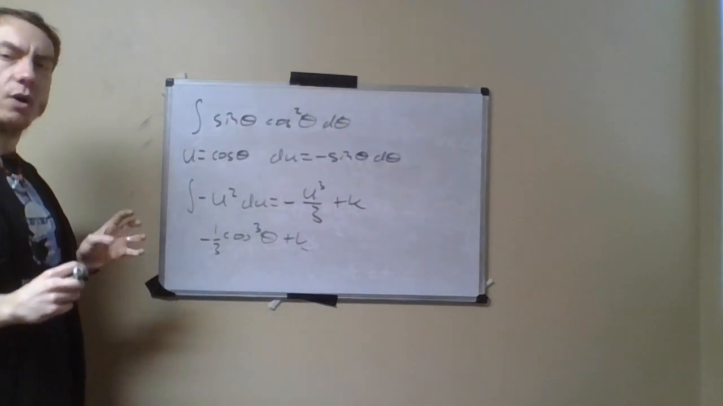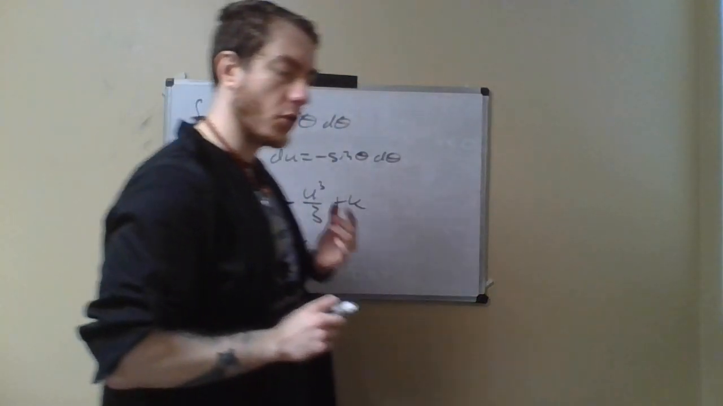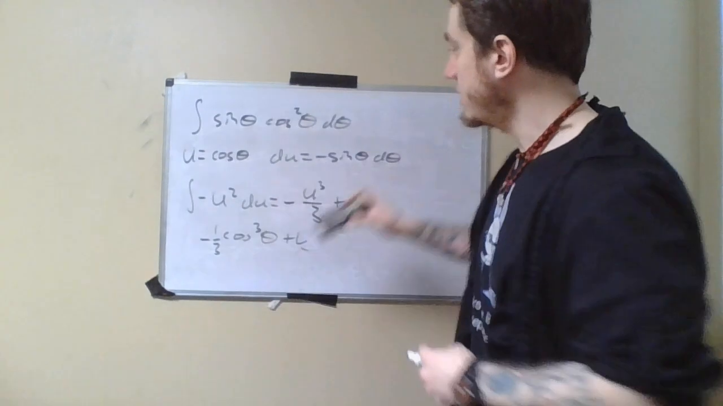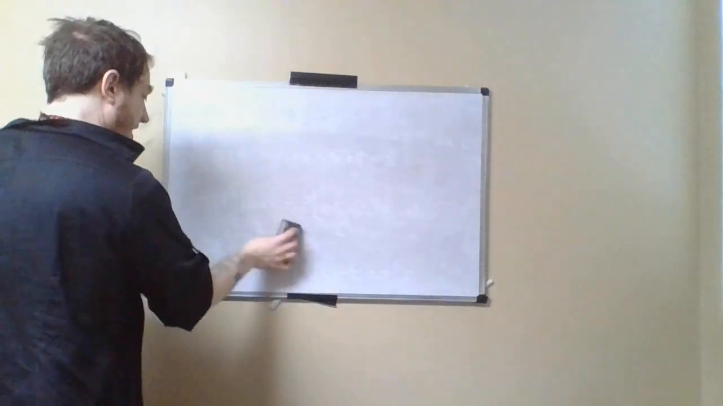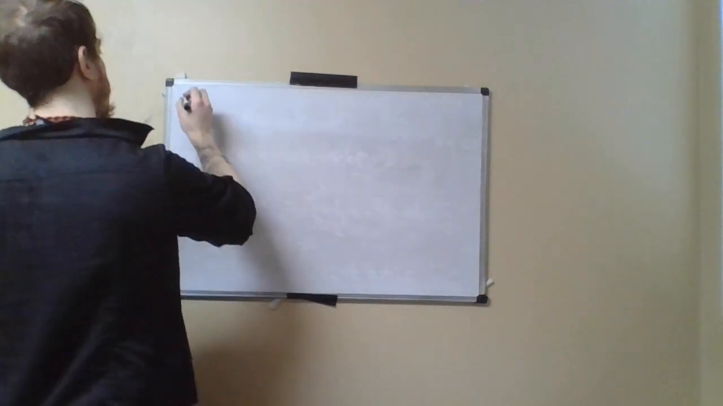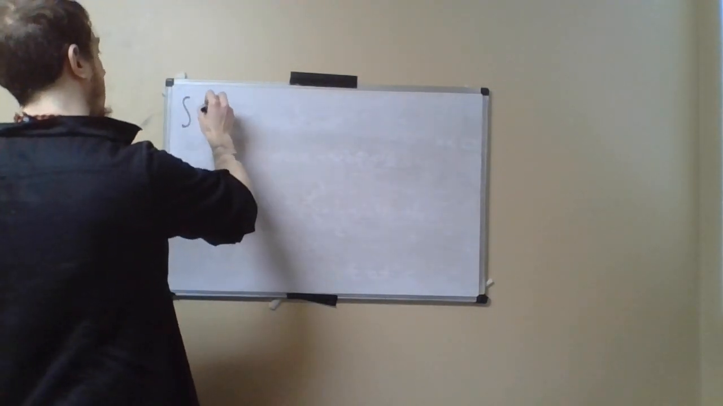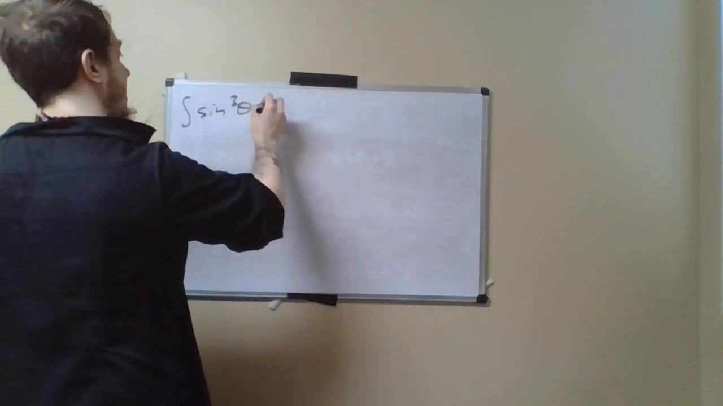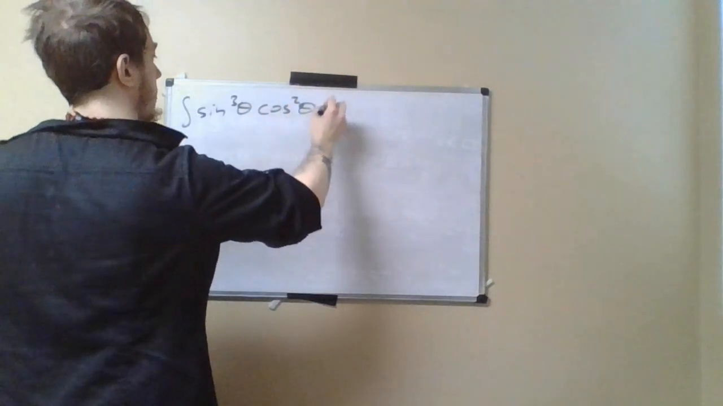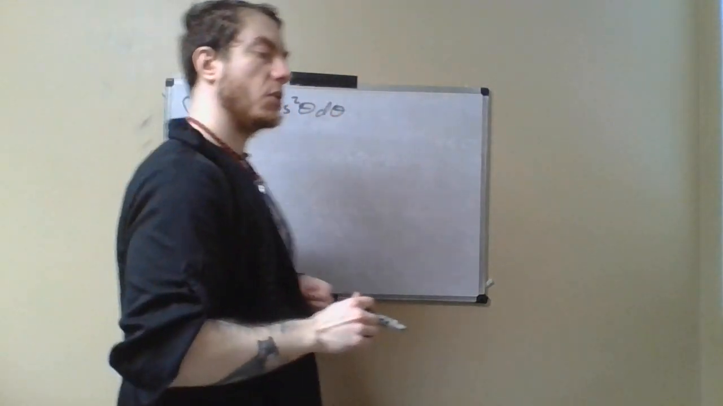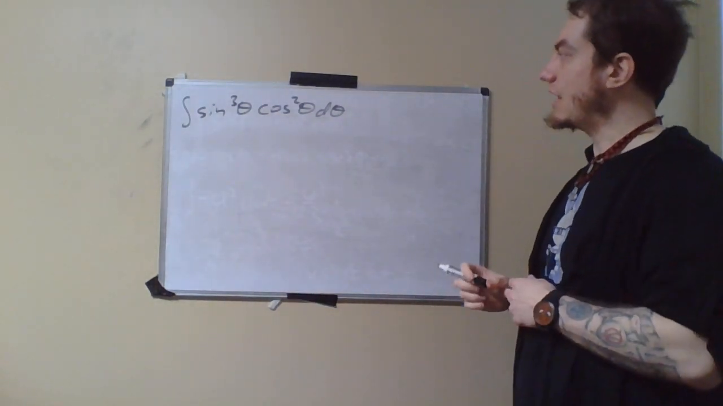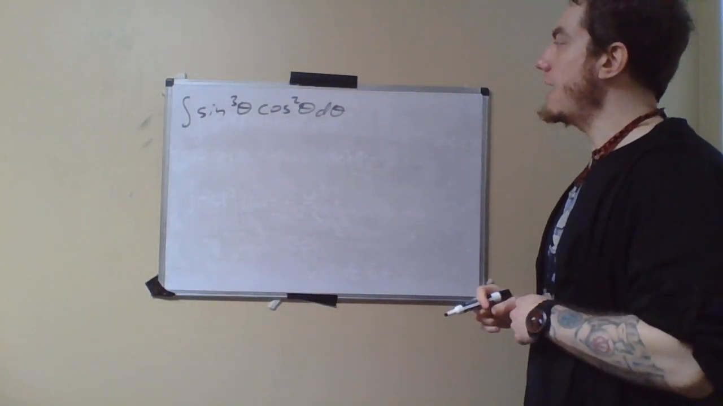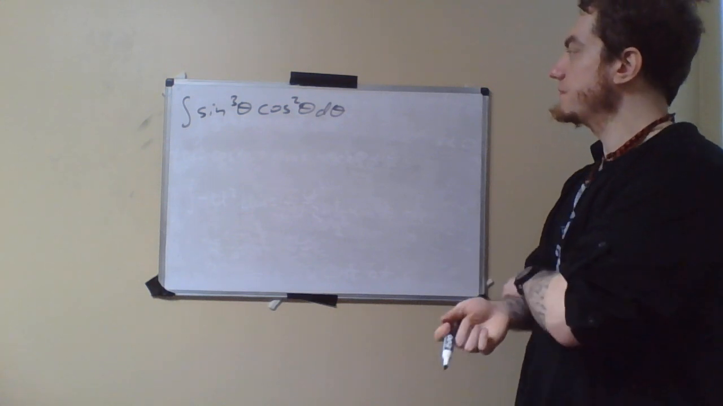But what if it's not quite that simple? What if we have something a bit more complicated? For instance, what if instead of that nice simple little thing that I had there, I had the integral of sine cubed theta cosine squared theta d theta? Well, now things are not quite so simple. Now we're going to need to be a lot more careful about this sort of thing.